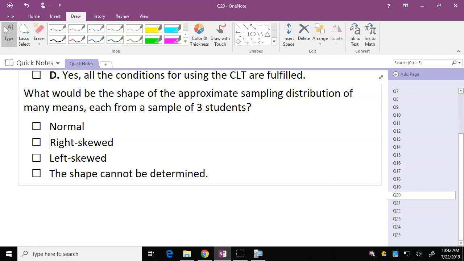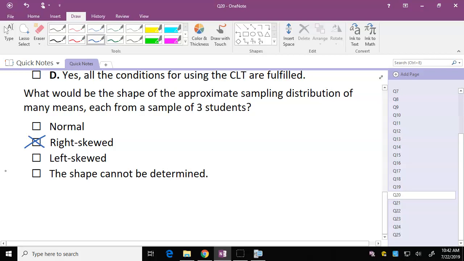What do you think? Right skewed. Why? Because the original one was right skewed, right? The population was right skewed. Why wouldn't our samples, if we kept doing it over and over again, not be right skewed? Because we know it can't be normal. Population ain't normal, and our sample sizes are not big enough because it failed CLT, right? Okay.